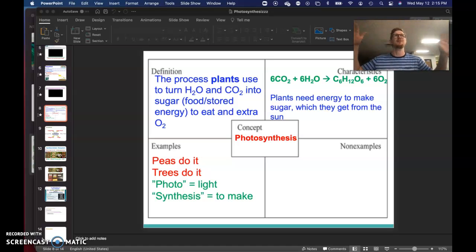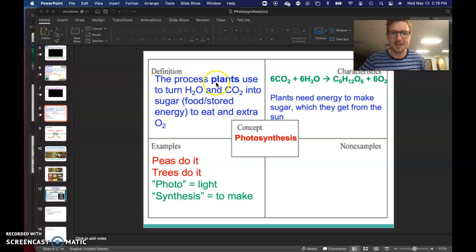Everyone's always talking about photosynthesis. Why do we care? Well, it makes two things that at least I really like: oxygen to breathe and food to eat. It's pretty important stuff. So here's our actual definition. Go ahead and write this down in wherever you keep your notes.